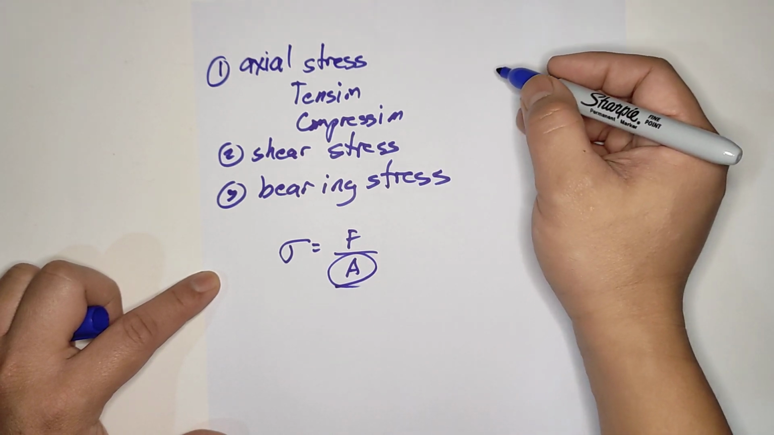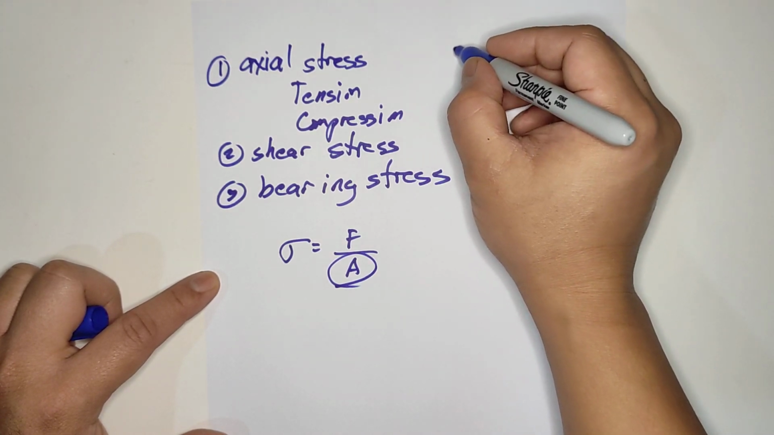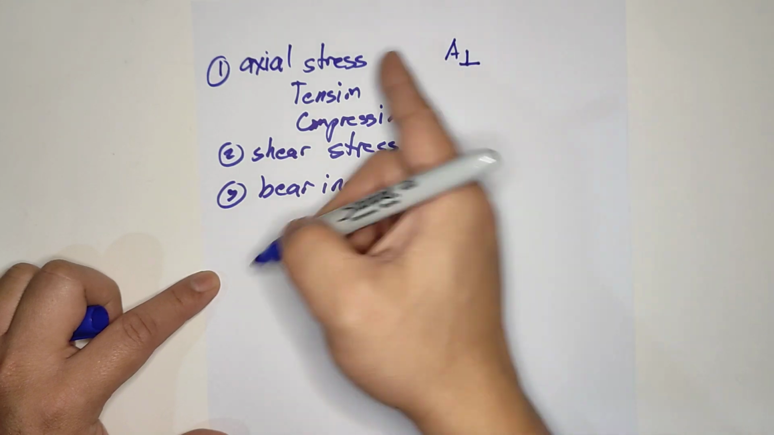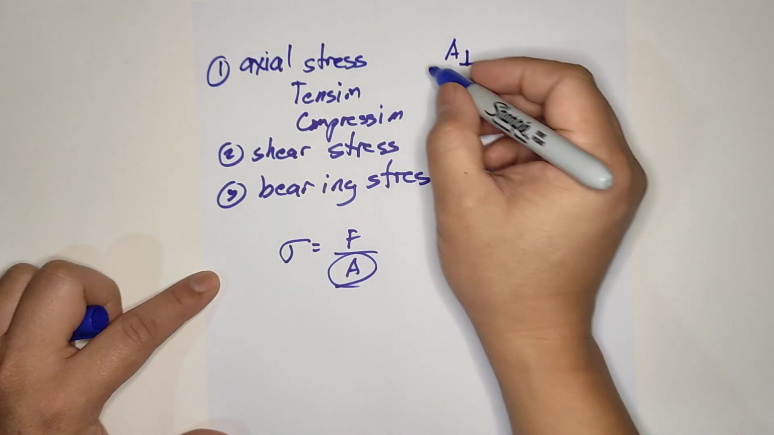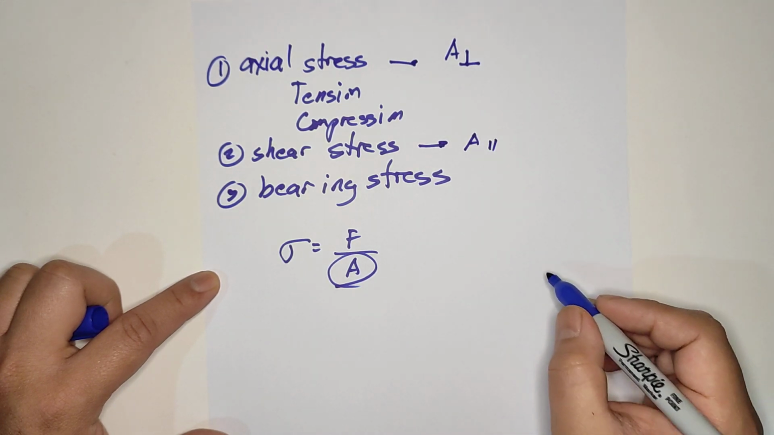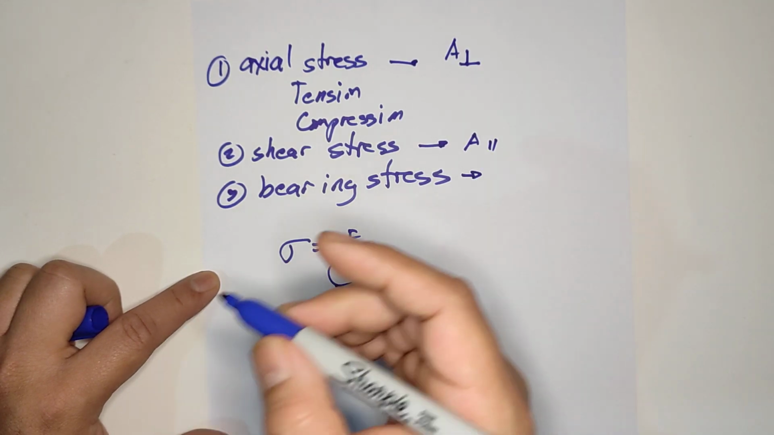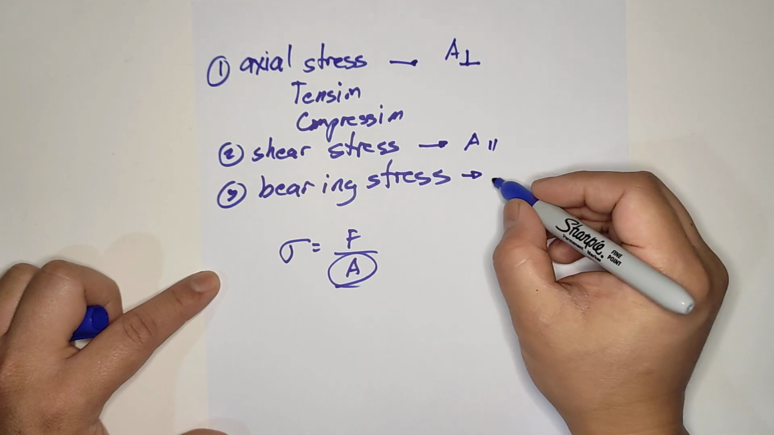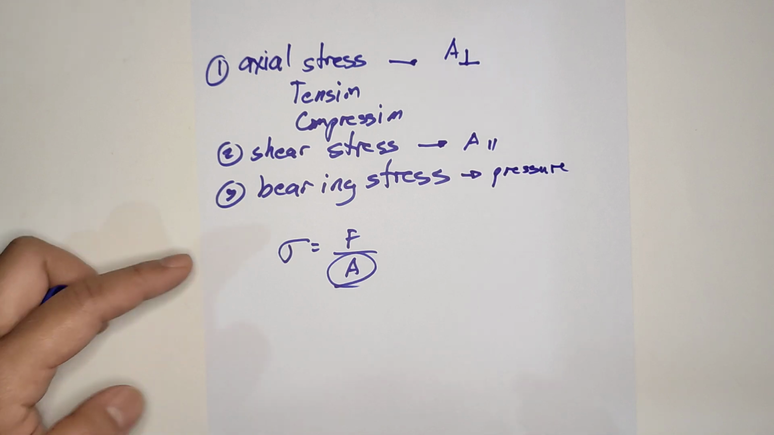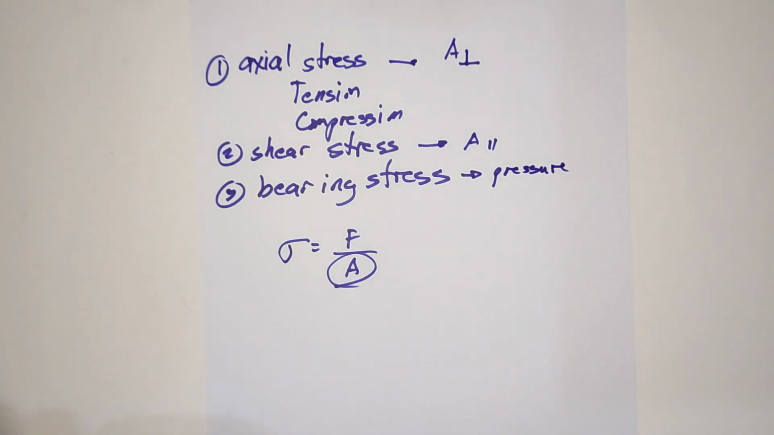For the axial stress, the area is perpendicular. For the shear stress, it's parallel. For the bearing stress, this one is the pressure, or napipitpit in Tagalog. Now let's demonstrate. I will demonstrate it to you.